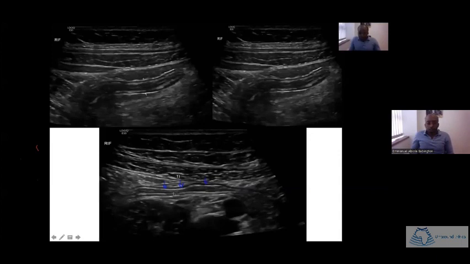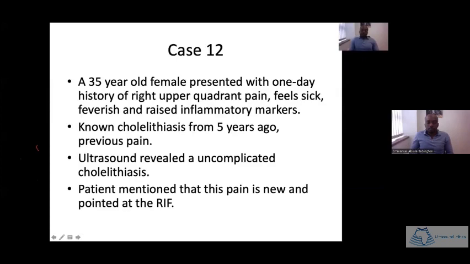And then you can see the terminal ileum, where it continues from the distal ileum there, and then it continues into the cecum there. So you can see that that's a normal terminal ileum, but it's a marginally inflamed appendix. Normal appendix is 6 millimeters and below, and this is 7 millimeters. So yes, it is inflamed, but not complicated.